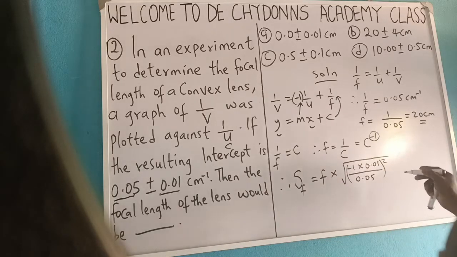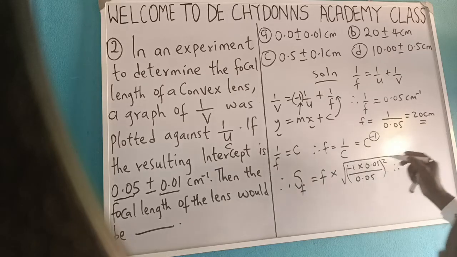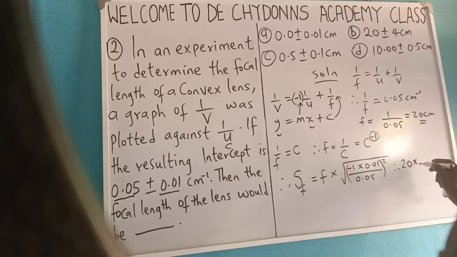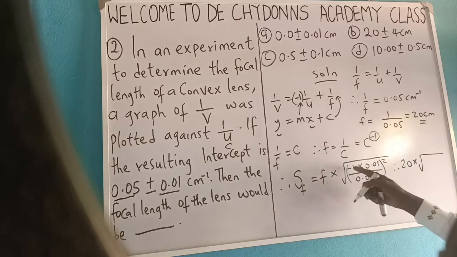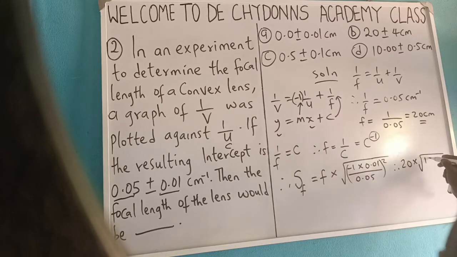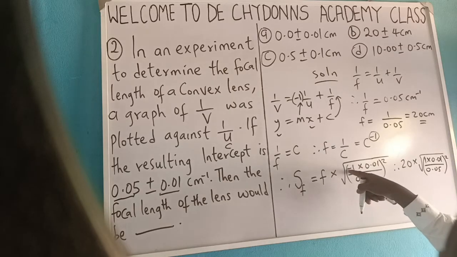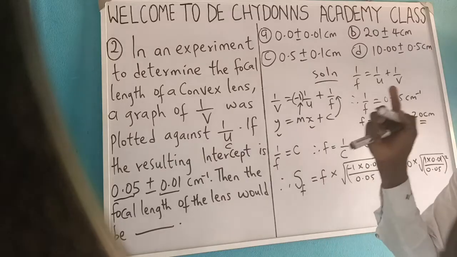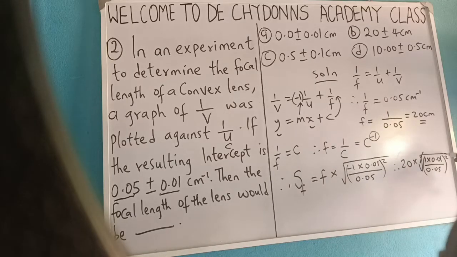So what we will be having here is f, which is 20, right? Times the square root of minus 1 squared, which is 1, times 0.01 over 0.05, squared. With this power of 2, we have cleared the minus, because minus 1 times minus 1 is 1. So this will take care of this.